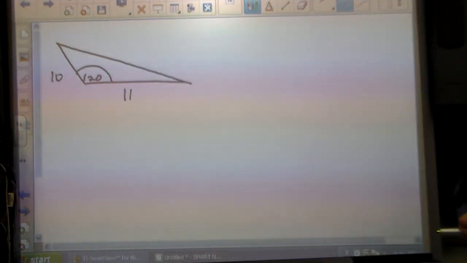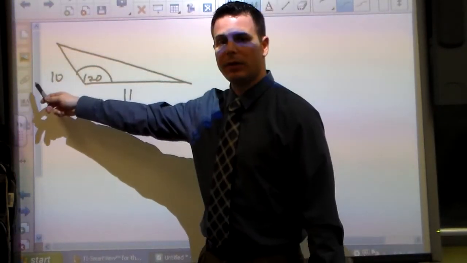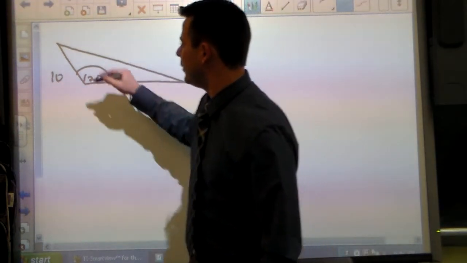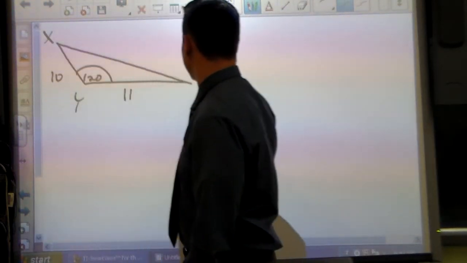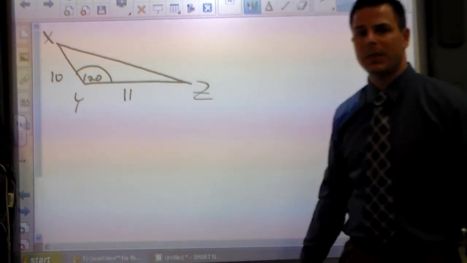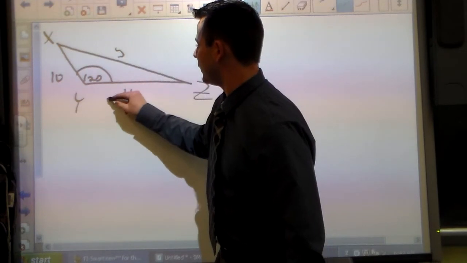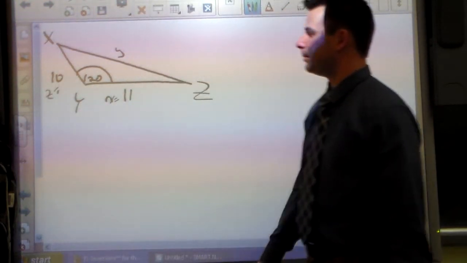So first of all, I know I can use the law of cosines here because I have an included angle. Since I have an included angle, I can find the opposite side using the law of cosines. So even if this were triangle x, y, z, just review how to label this. That means this is little y, that means this is little x, and that means this is little z.